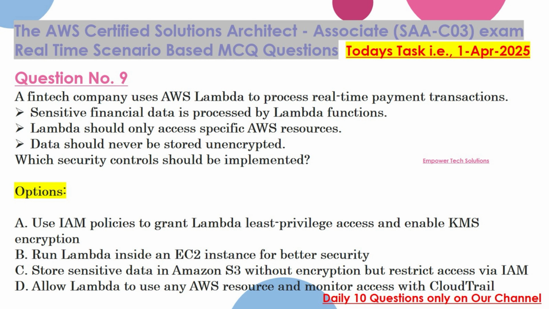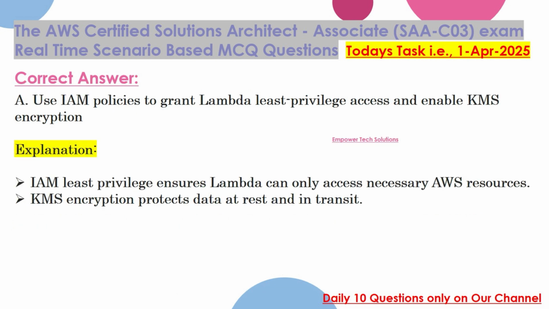Options: A. Use IAM policies to grant Lambda least privilege access and enable KMS encryption. B. Run Lambda inside an EC2 instance for better security. C. Store sensitive data in Amazon S3 without encryption but restrict access via IAM. D. Allow Lambda to use any AWS resource and monitor access with CloudTrail. Correct answer: A. Use IAM policies to grant Lambda least privilege access and enable KMS encryption.